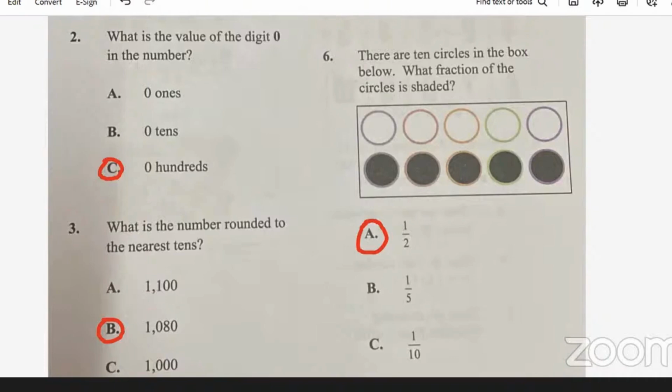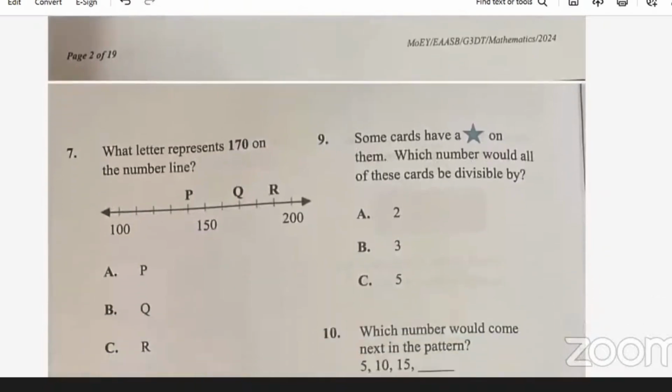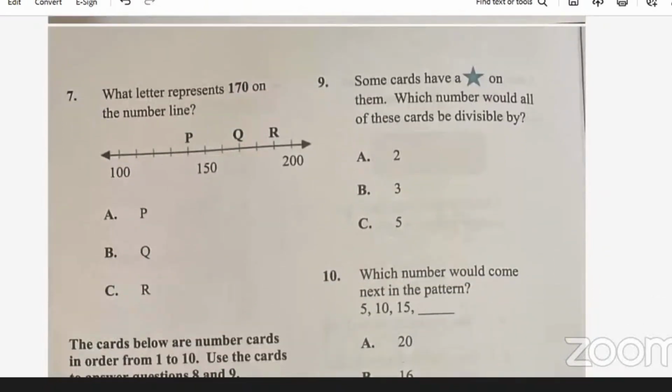So you might be looking for 5 over 10 and not seeing it, but you have to remember what fraction has the same value, and it would have been half of the circles were shaded. Let's get to question 7.